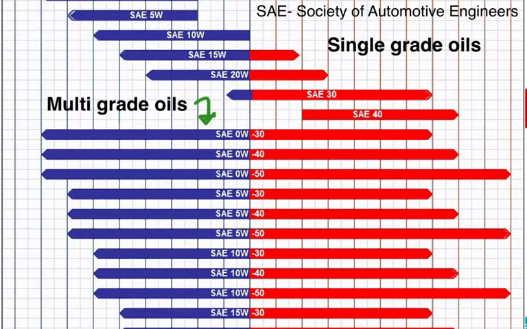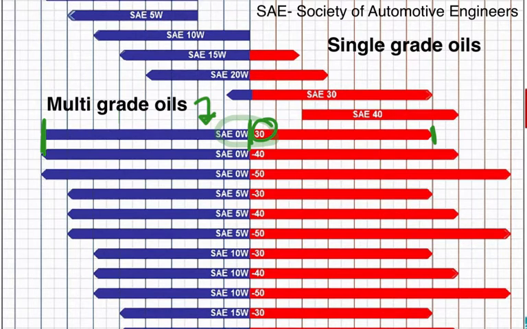Let's look at an example of the SAE 0W30 that we have here. We can see that between -40 degrees Celsius and close to 0 degrees Celsius, it's going to behave with a 0W. That means the cold temperature viscosity will be around 0, which is very, very thin. Then we're going to go up to around 0 degrees Celsius up to about 35 degrees Celsius. It's going to behave like a 30 weight oil. And so we can see that that's the range that this oil operates in.